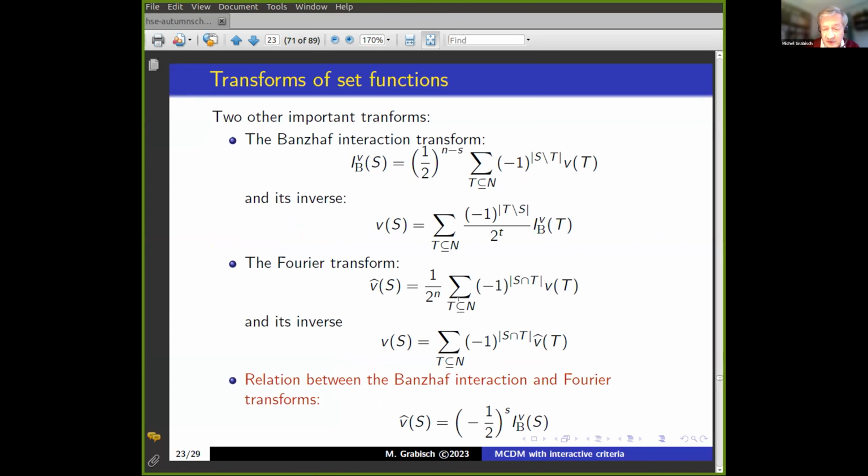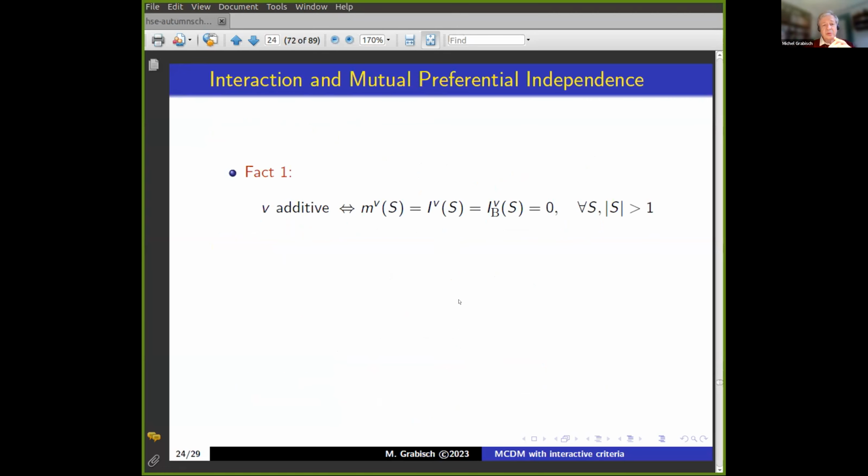I will not detail. Okay. So now what is important here? Let's go back to this interaction and mutual preferential independence. This was the starting point, in fact.